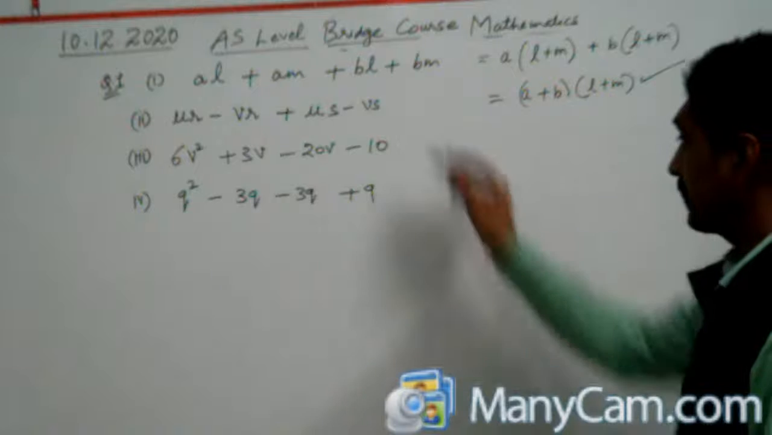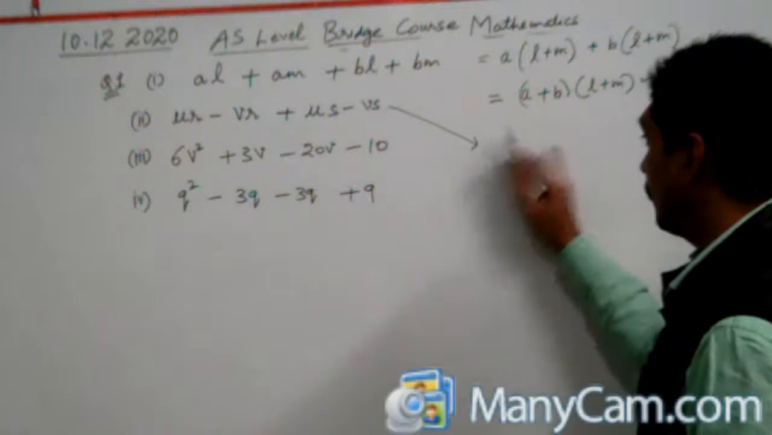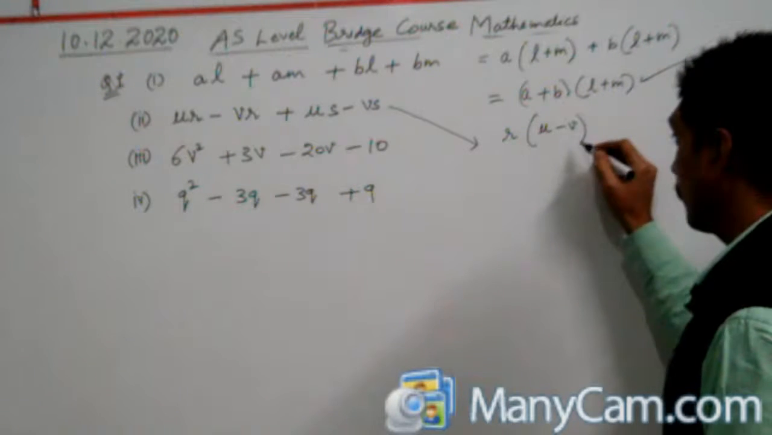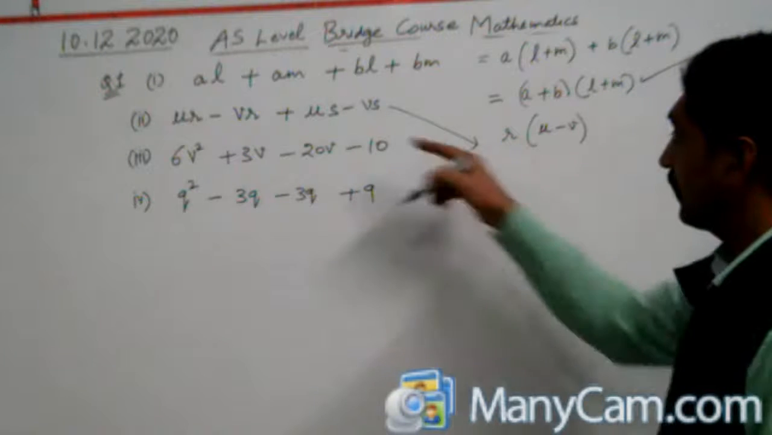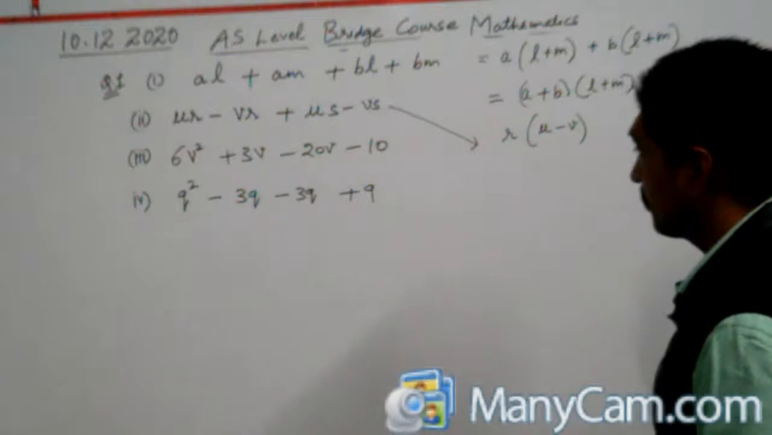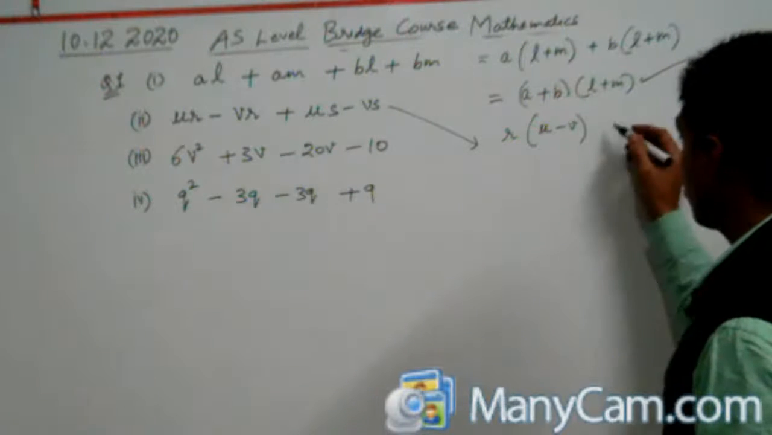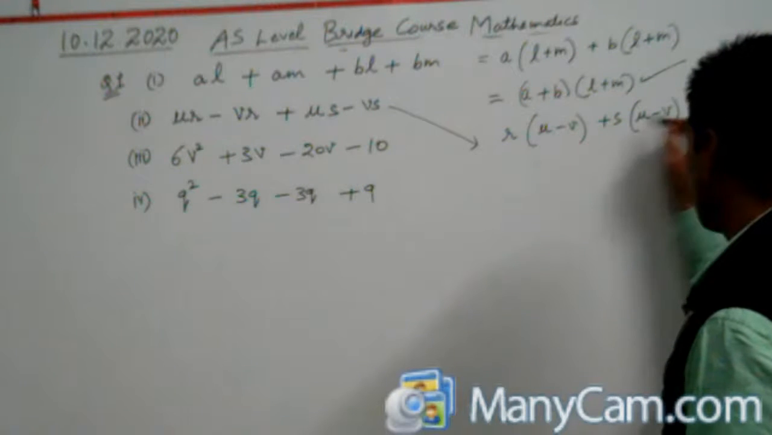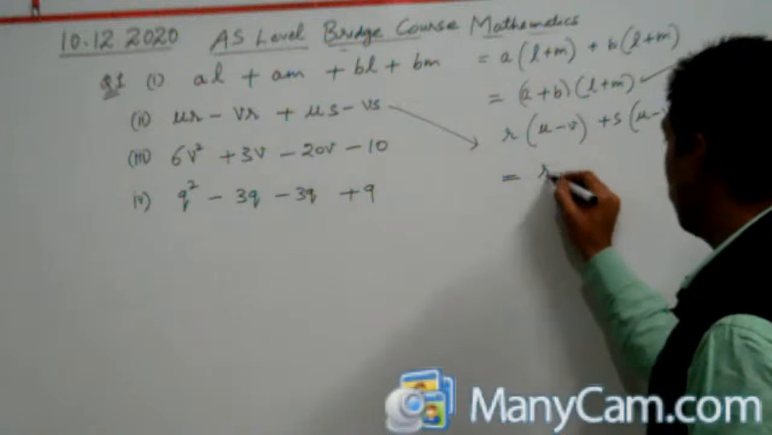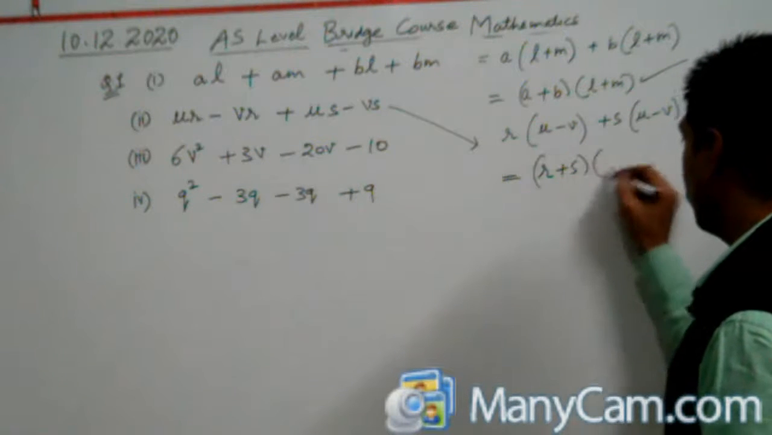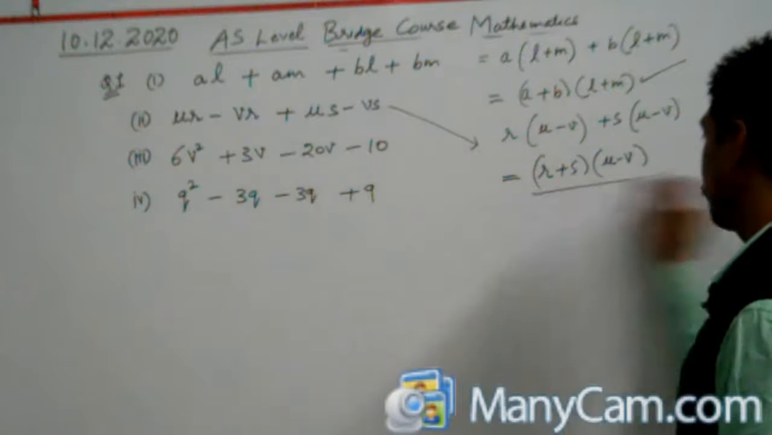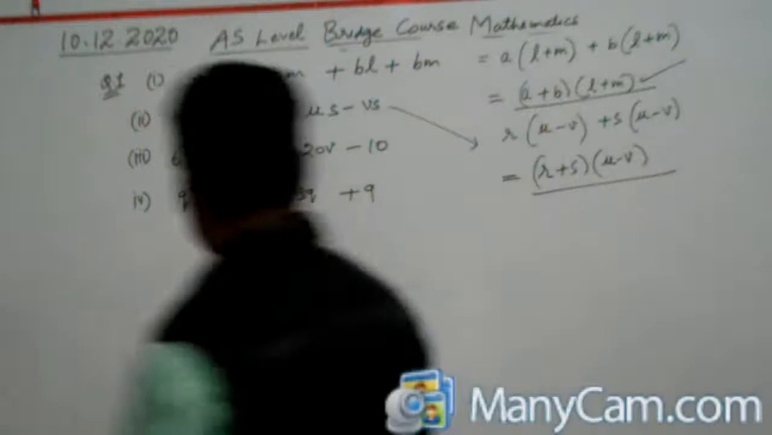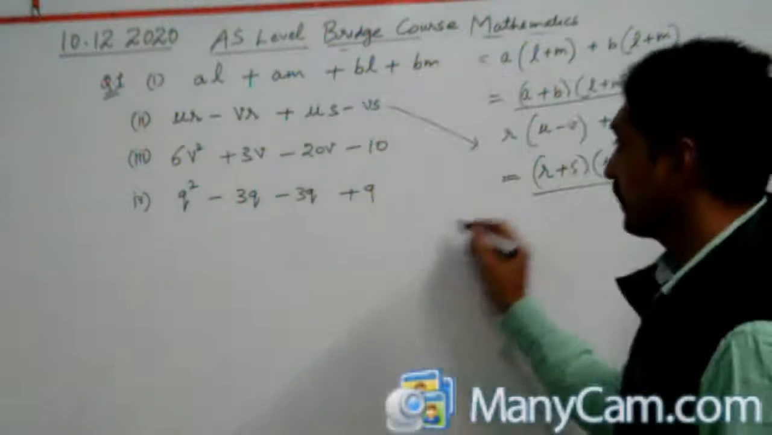Same here, r is common, r into u minus v, and again here s is common, and there is plus s common, and here u minus v, that can be written as r plus s and u minus v common, right? Like here, factorization.